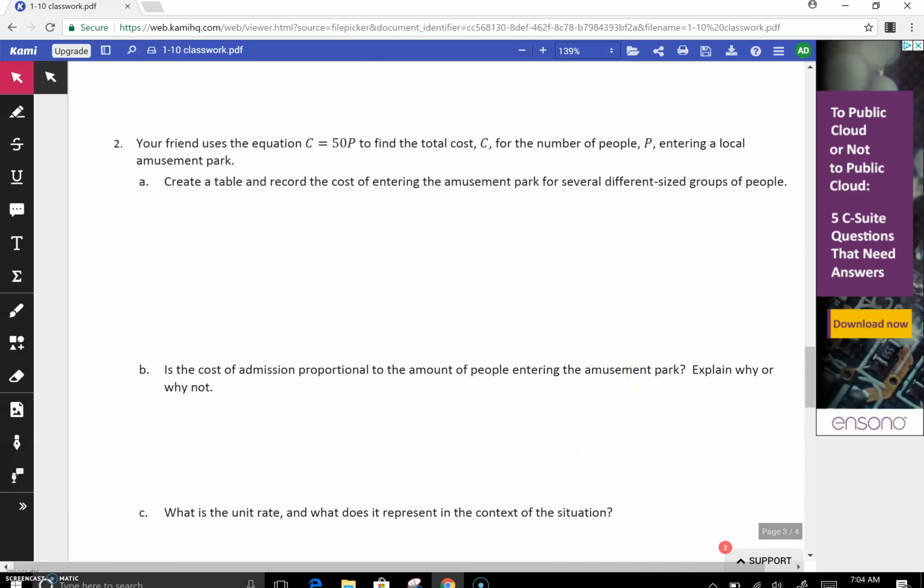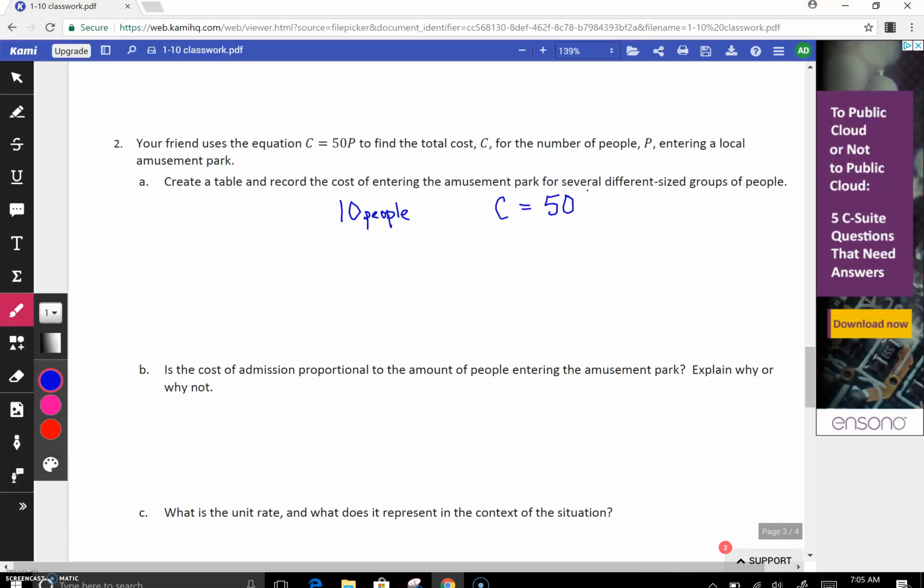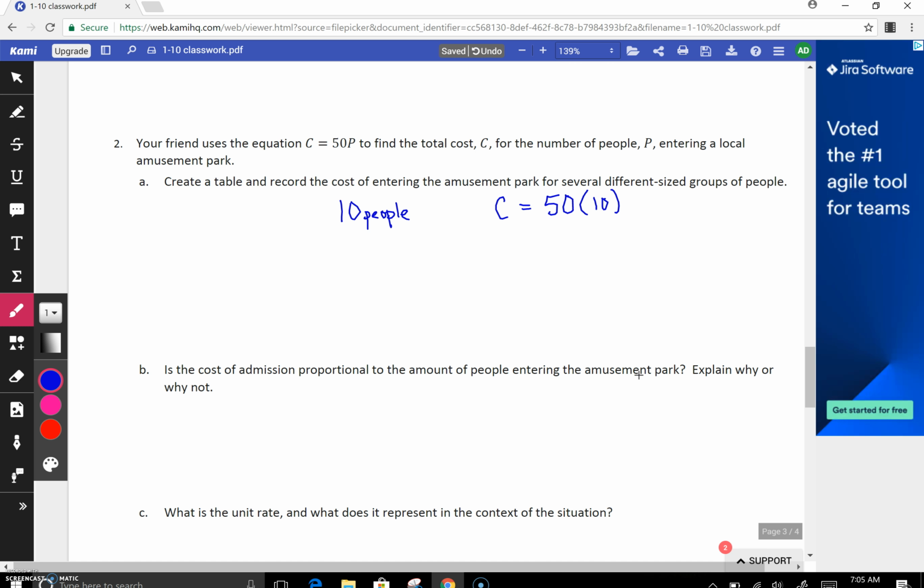How are you going to find the information in your table? Well, remember, however many people you choose, so if you chose 10 people, you would plug that into the equation that is provided right here. Cost equals 50 times the people. So if I chose 10 people, that's 50 times 10. That's $500. So somewhere in my table, I would have 10 people and $500. That would be one of the columns in my table.